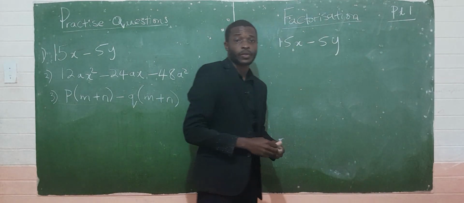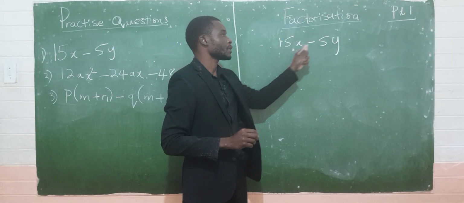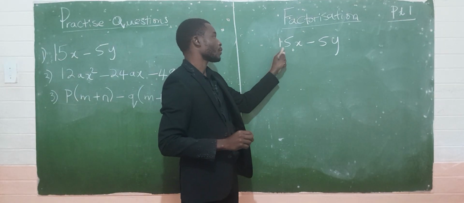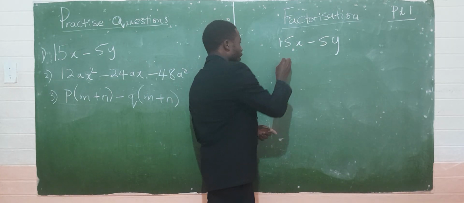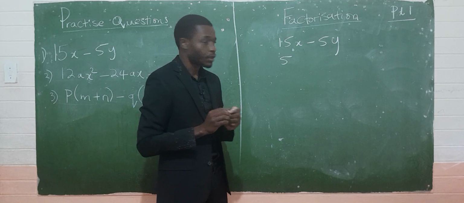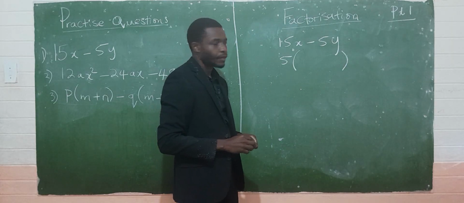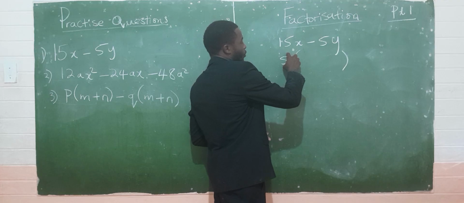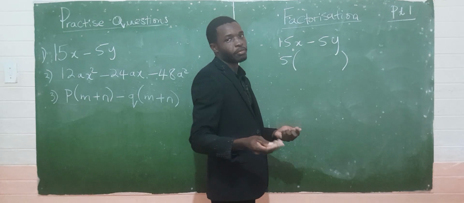Here is how you do it. First thing, you want to find the highest common factor of this term and this term. And from the look of things, the highest common factor of 15x and 5y is 5. And once you find that highest common factor, you go ahead and you open the brackets. Now, you are going to divide your highest common factor into this term and into that term, and boom, you've factorized.